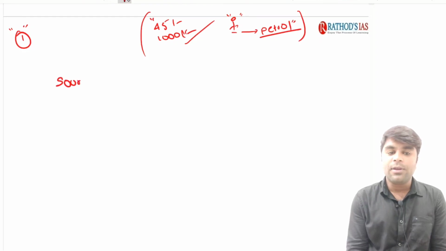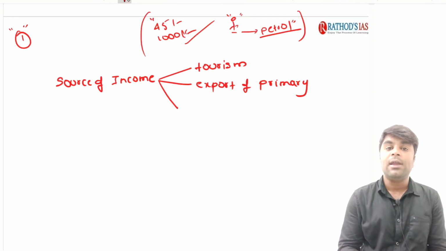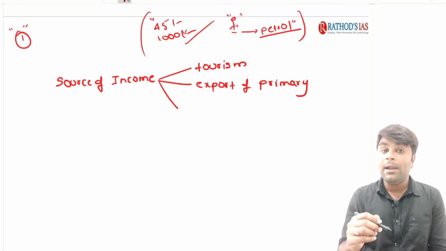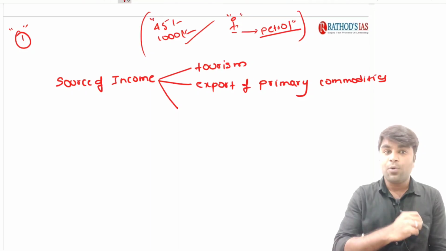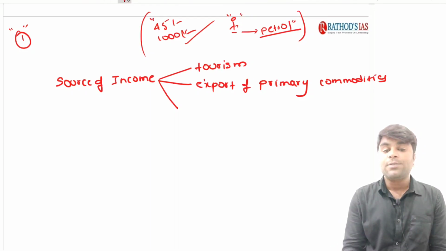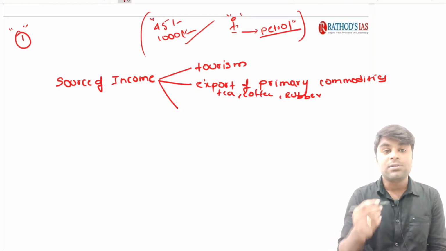First, the source of income. The source of income for Sri Lanka is mainly through three sources. What are they? They are primarily tourism and export of primary commodities. Even in the 21st century, the island nation of Sri Lanka is dependent on the export of primary commodities. We export software, IT products and marine products, but this island nation is exporting primary commodities like tea, coffee and rubber, and it is the second important source of income for Sri Lanka.